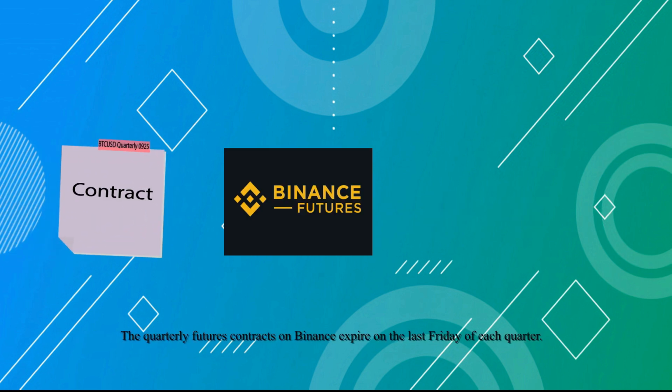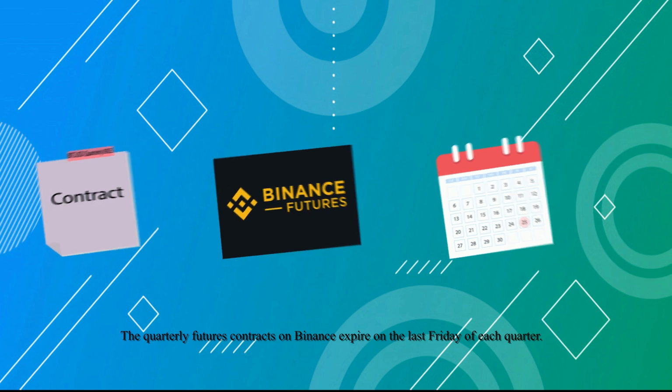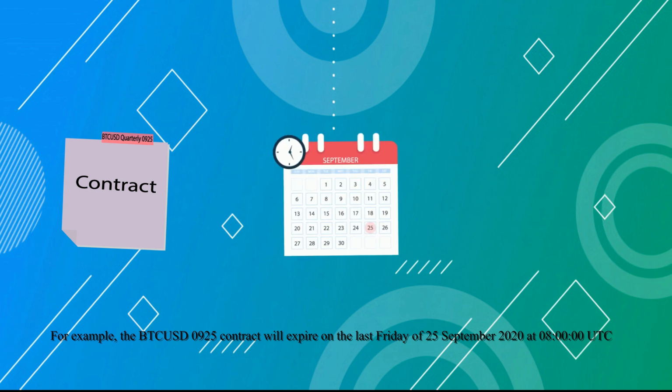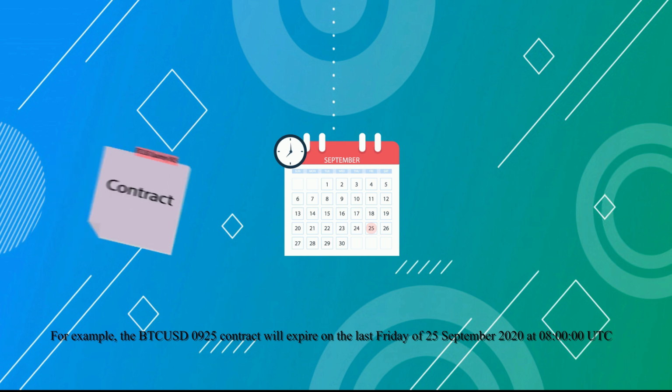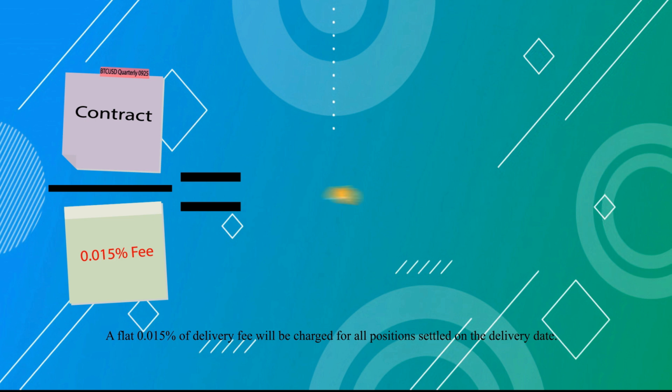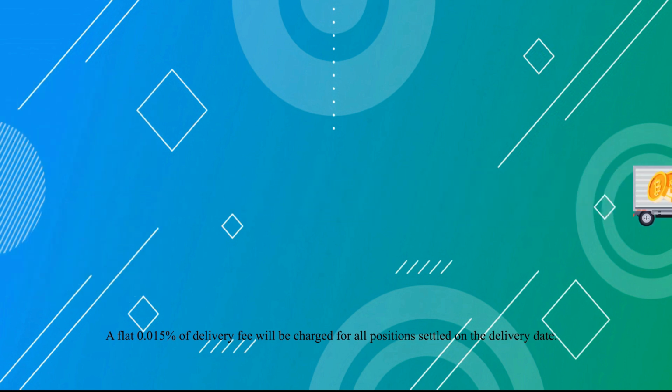The quarterly futures contracts on Binance expire on the last Friday of each quarter. For example, the BTC USD 0925 contract will expire on the last Friday, the 25th of September 2020, at 8 o'clock UTC. A flat 0.015% delivery fee will be charged for all positions settled on the delivery date.